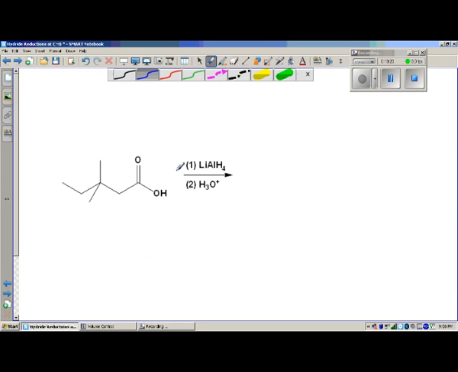I mentioned before that we were going to be talking about some other functional groups containing carbonyls, and that's where we are at right now.